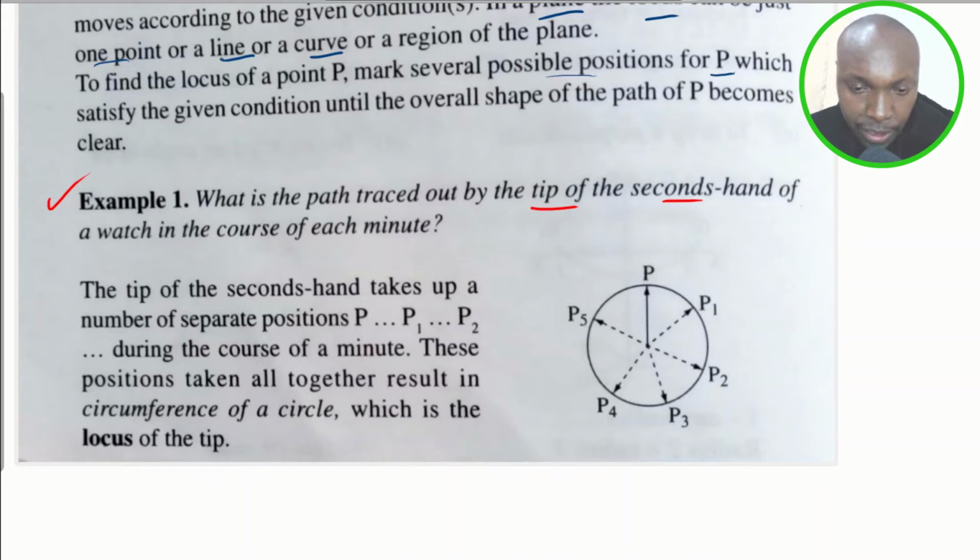There are so many other examples that you can use to understand locus. For instance, when you're opening a door, it traces a certain path as it opens through a certain angle, and that path is the locus of a certain point at a given distance. There are so many other examples you can use. I hope that one is clear.